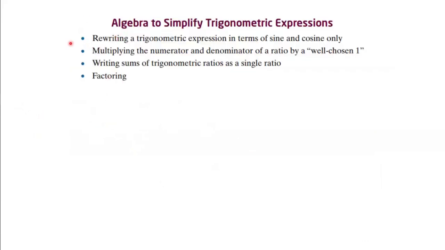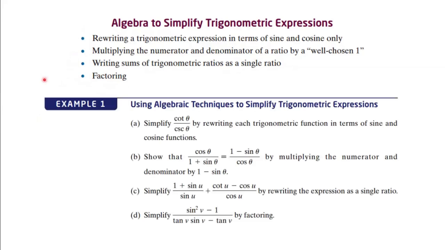Okay, and how do we simplify the trig expressions? Well, typically we're going to rewrite an expression in terms of sine and cosine only. We may want to multiply the numerator and denominator by a well-chosen one in order to move it into a different, more simplified form. And we might want to write sums that are ratios as a single ratio. And we might use some factoring. So we'll tear into all of this as we do examples.